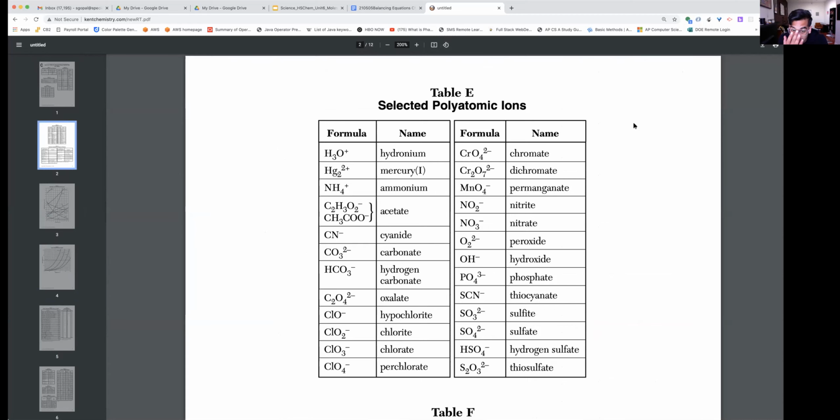So these are commonly occurring multiple element ions, all right? What I mean by that is that they have a charge, all right? They're not neutral, and they show up very often in nature. So it's very helpful to know them.